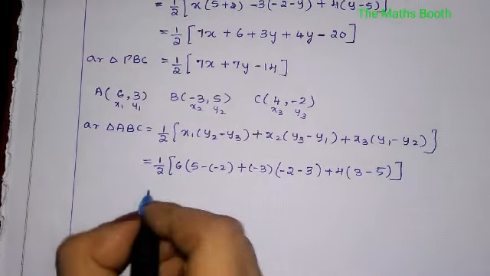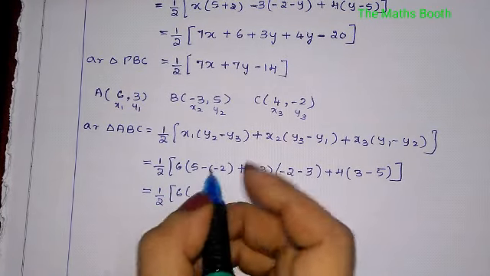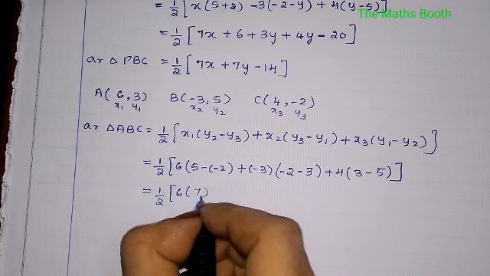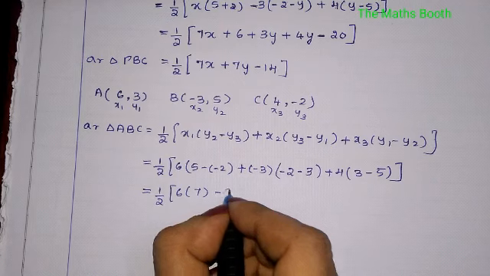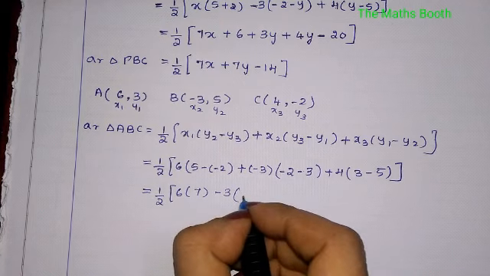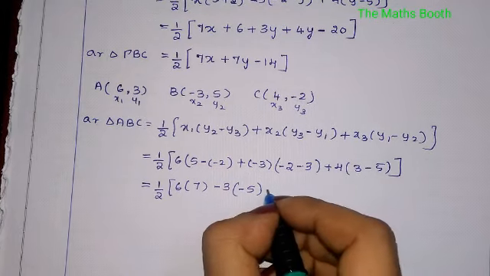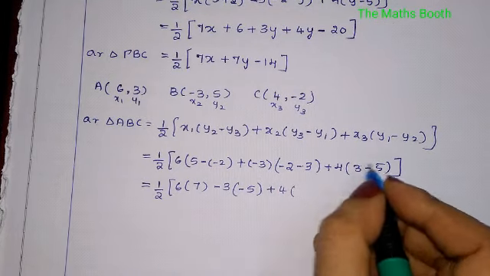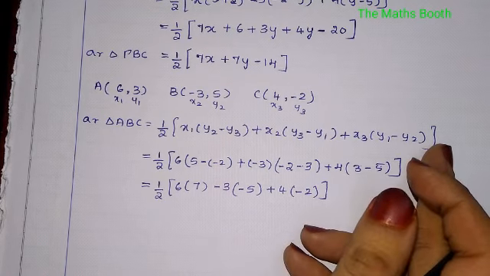Okay, so now 1 by 2 will keep as it is. 6 into 5 plus 2 is 7, minus plus 5 plus 2 is 7, plus minus 3, minus doing plus but sign will be minus, then 4 into 3 minus 5 is minus 2. Okay, then we'll solve now.